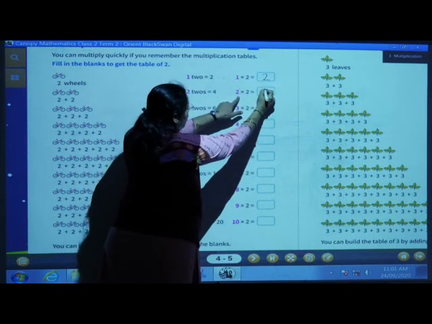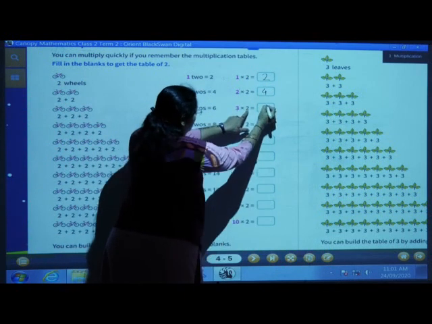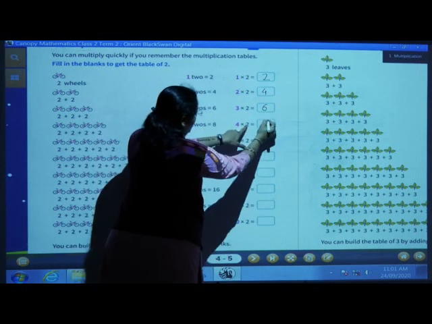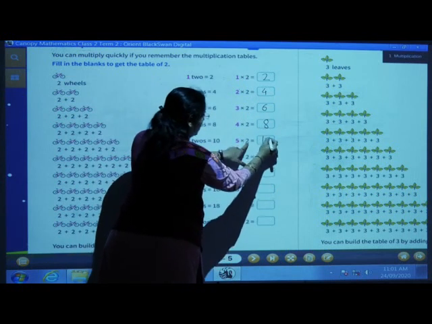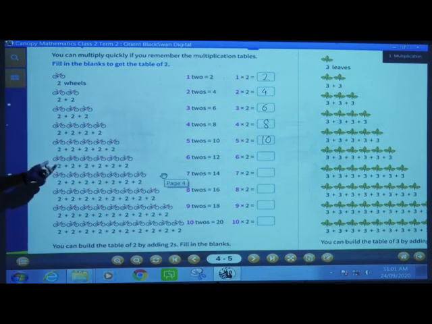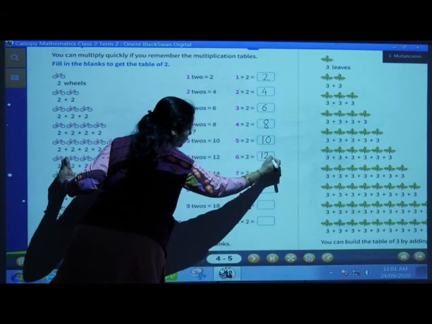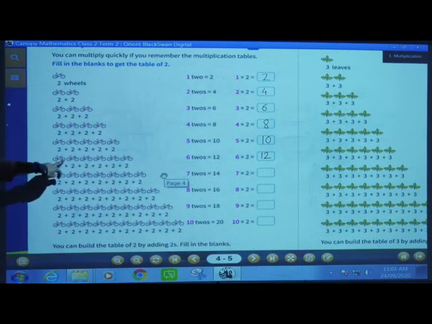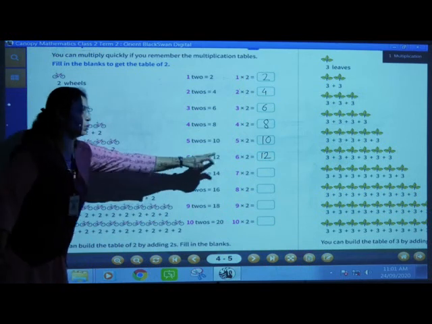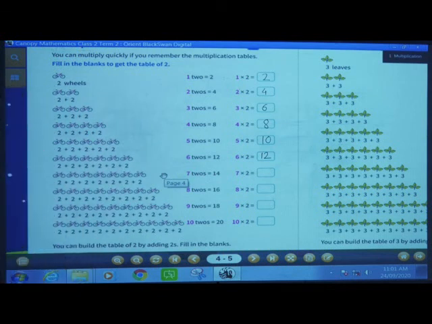Two 2s are 4, 3 2s are 6, 4 2s are 8, 5 2s are 10. Now here, how many bicycles are here? 6. Correct? Means 6 2s are 12. Here, the number 2 is repeated how many times? 6 times. Means 6 2s are 12.